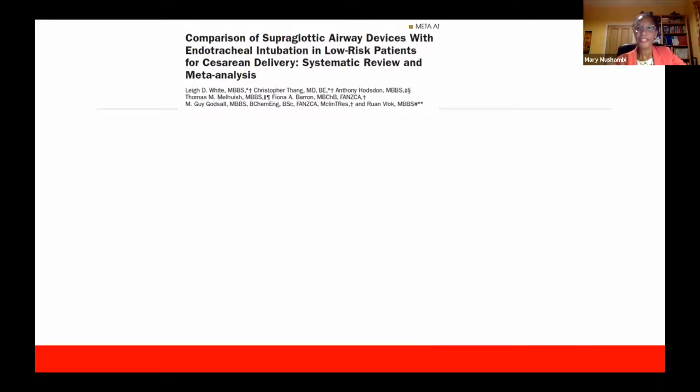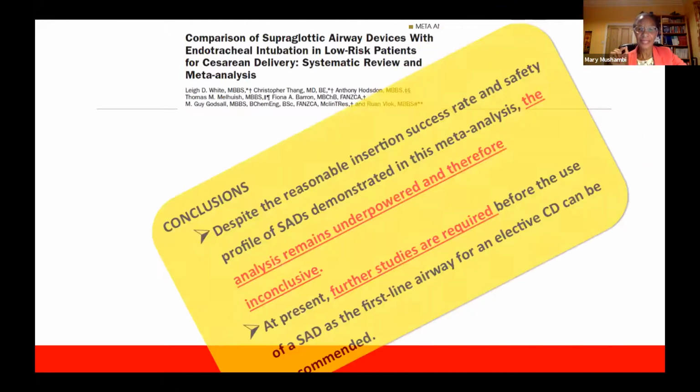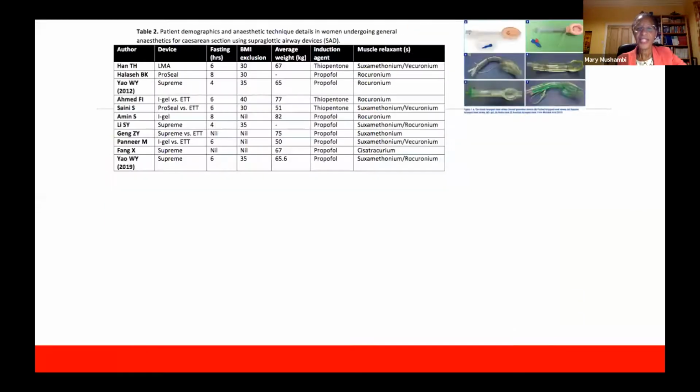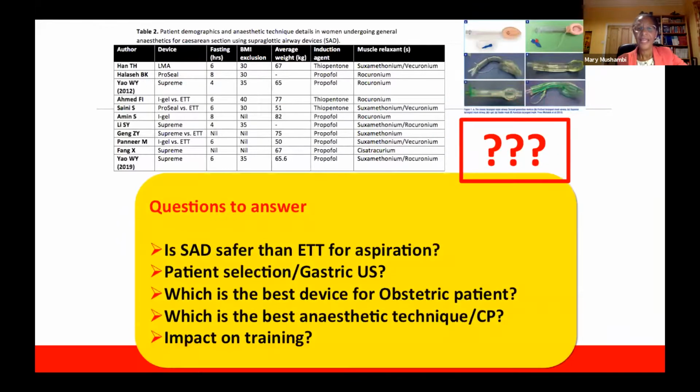But there's a huge but here. Their conclusion was, despite the success rate, despite the high safety rate, the analysis remains underpowered and therefore inconclusive. And therefore, further studies are still required before we can recommend the use of supraglottic airway devices, because there are still a lot of unanswered questions, such as, is a supraglottic airway device safer than the use of an endotracheal tube from an aspiration point of view in pregnant women?